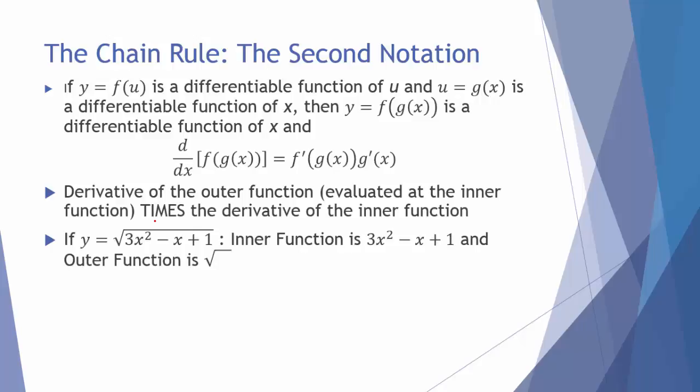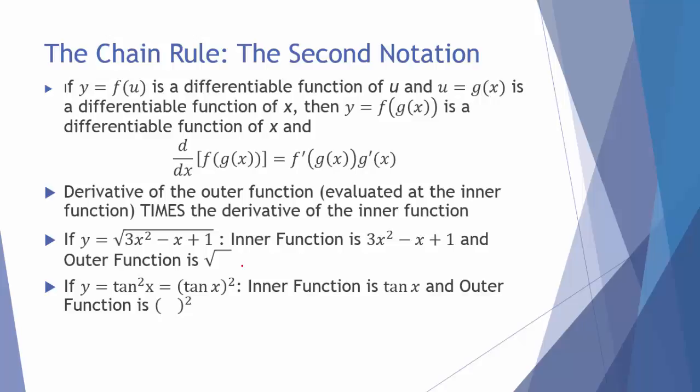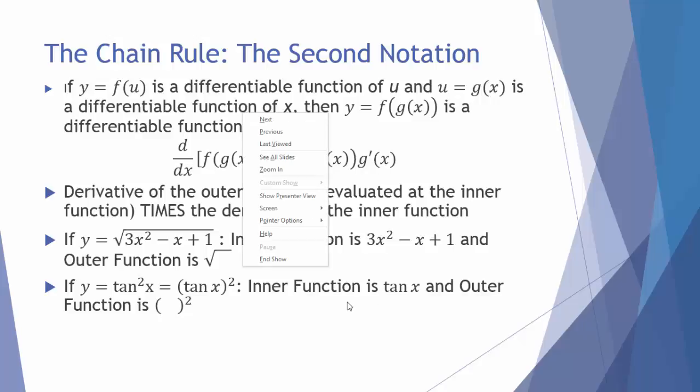So if we look at some of the same examples, if you have y equals the square root of 3x squared minus x plus 1, your inner function is 3x squared minus x plus 1, and your outer function is still that square root. But this is a lot harder to notate nicely. You shouldn't really just write square root with nothing under it. So that's why we also have that first notation. It's more mathematically precise to be able to write out your chain rule. But the idea is the same no matter which notation you're using.